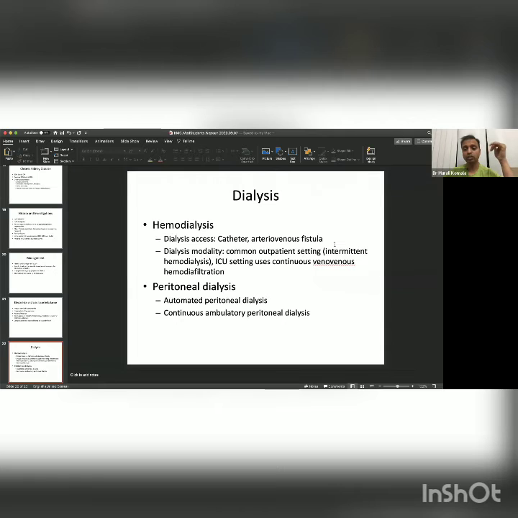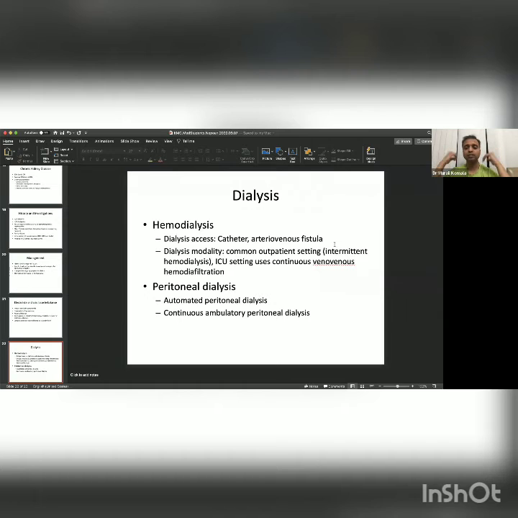In the ICU setting, when they're very sick, you use continuous veno-venous hemodiafiltration, where the machine runs for a period of 24 or 48 hours and continuously doesn't stop, because that's a gentler form of dialysis. I think from a dialysis perspective, you know so much, it's enough.